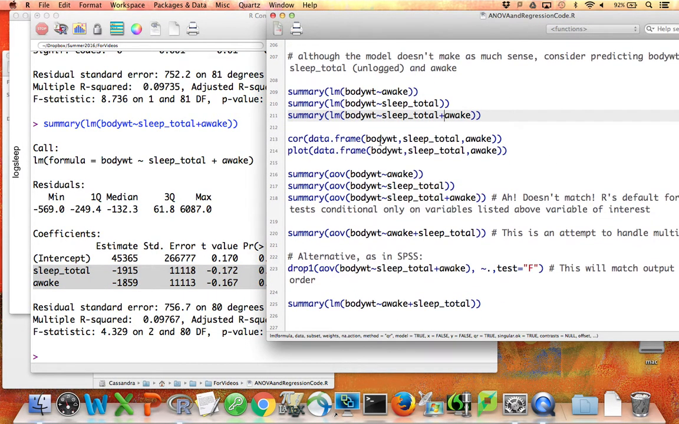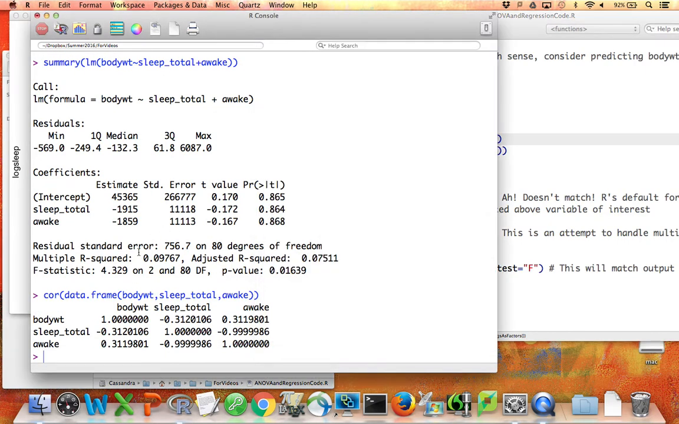When does this sort of problem occur, this multicollinearity issue? This occurs when the variables that you're using are highly correlated with each other, when the predictors are highly correlated. So I'm going to make a correlation table of these three variables: body weight, sleep total, and awake. Each of the cells in this table is showing me the correlation between two of the variables, and I just have a 1 when it's the same variable compared to itself. So what we see is that the correlation between sleep total and body weight is negative 0.31, and the correlation between body weight and awake is positive 0.31.